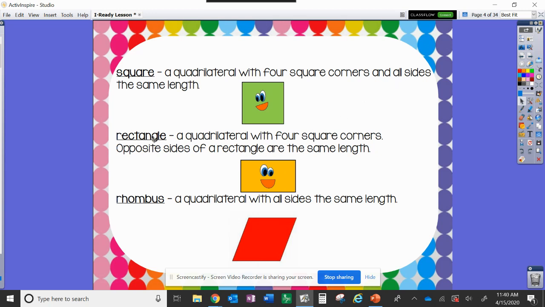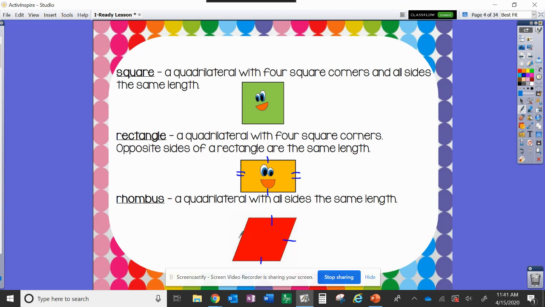A rectangle, this is also a very common quadrilateral that once again has four right angles or square corners, but the opposite sides are equal in length. So this side would be equal to this side, and the opposite side here would be equal or congruent to the other one. A rhombus is a quadrilateral with all sides equal in length.